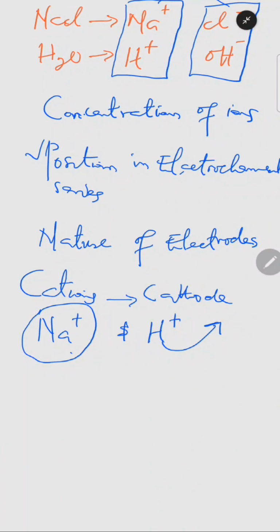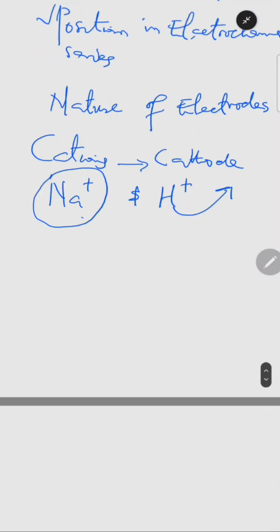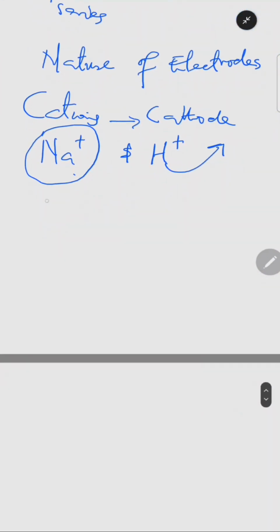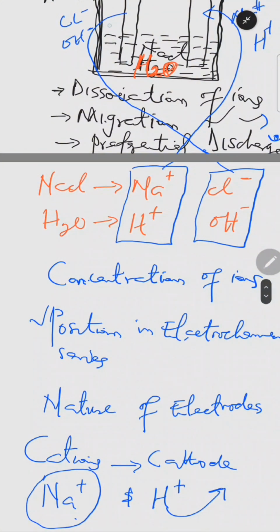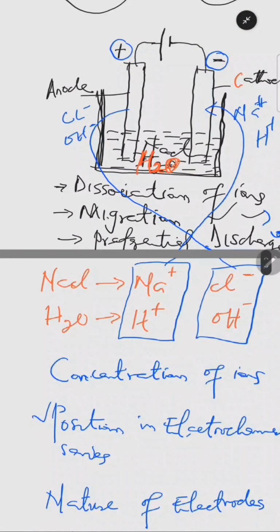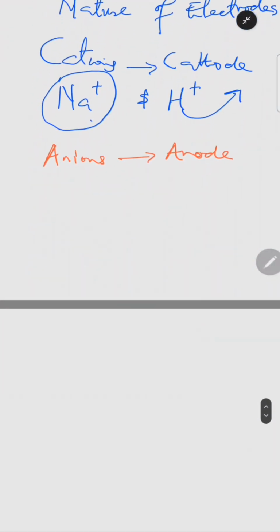Now, at the anode, what happened at the anode? At the anode, we have anions. We have both chloride and hydroxyl ion on the anode. So which of these two will be discharged? We have Cl- and we have OH-. Which of these two will be discharged?